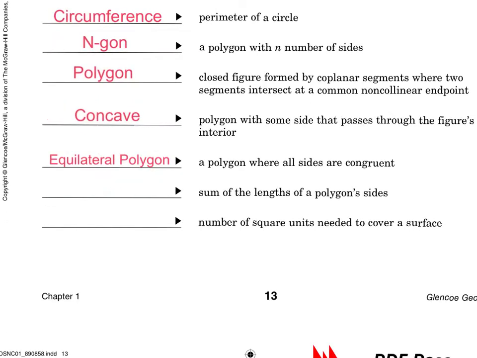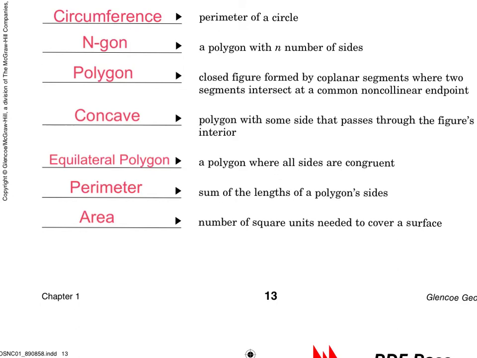Okay, couldn't get the last two, so I had to scroll down a bit. The sum of the lengths of a polygon's sides, so if we add up all the lengths around it, is called the perimeter. So you guys know that. And next, the number of square units needed to cover a surface, well, that's just simply the area. An area is for every single shape.